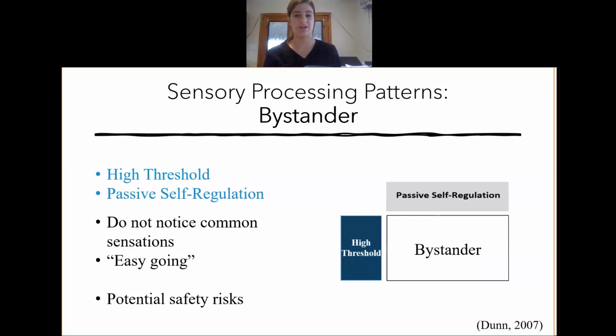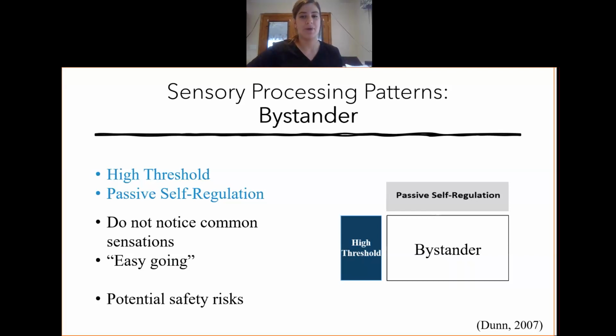So with the bystander, sensations can happen all around them and they may have no idea until it hits their threshold. So for example, when cleaning, they may commonly miss spots that others notice because their threshold for receiving that visual sensory input is so high that they simply just don't notice that it's there.